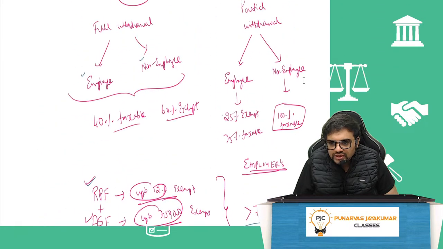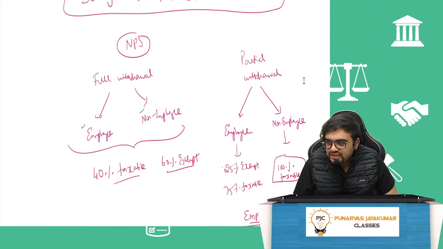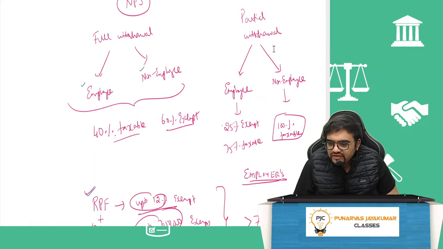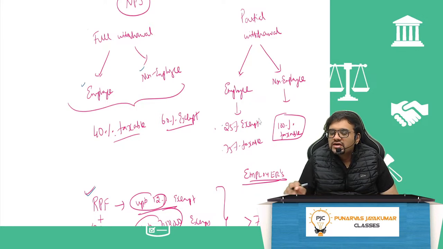Now, one more thing, NPS, that is the new pension scheme. Generally, if you make a full withdrawal of the NPS, whether employee or non-employee, 40% is taxable, 60% is exempt. If you make a partial withdrawal, if you are an employee, 25% is exempt, 75% is taxable. And if you are a non-employee, 100% is taxable.